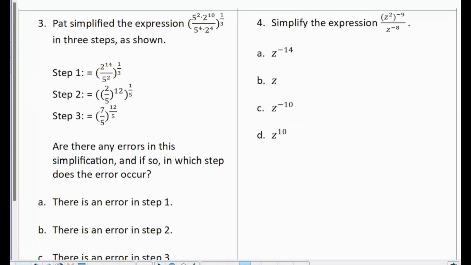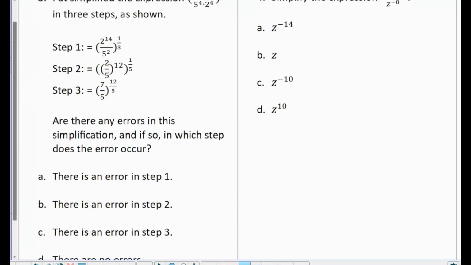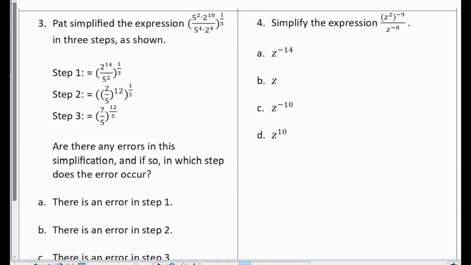Okay, number 3. Pat simplified the expression in 3 steps as shown. Step 1, step 2, step 3. Are there any errors in the simplification? And if so, in which step does the error occur? So let's start by taking a look at what Pat did. So we want to know, how did Pat go from here to here and so forth?